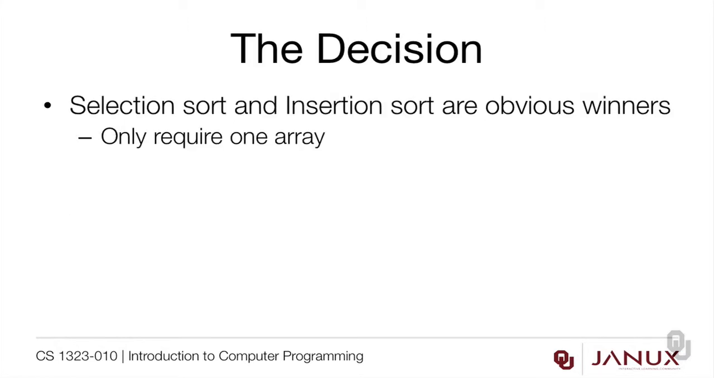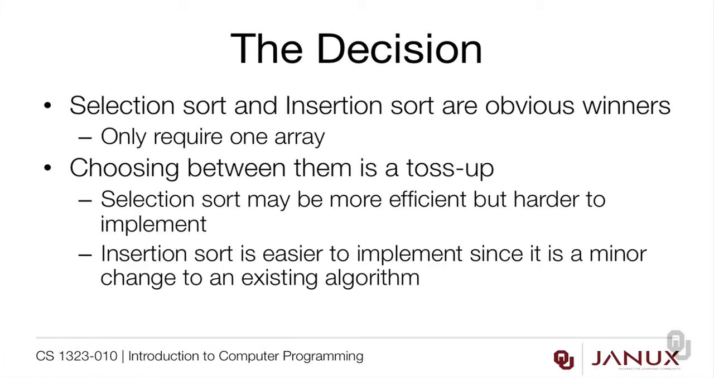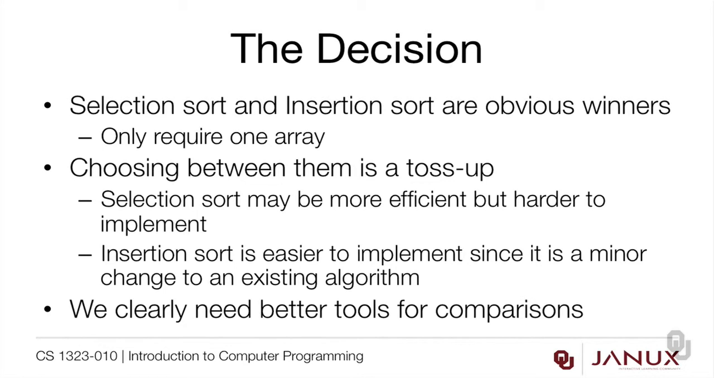So now we've got to make a decision. Selection sort and insertion sort won out because they required only one array instead of two arrays. And choosing between them is kind of a toss-up. It looks like selection sort may end up being a little more efficient, but it also might be harder to implement. Whereas insertion sort is easier to implement because it's a minor change to an existing algorithm. But in this particular case, efficiency is what's driving it. Because remember, the reason we didn't just do this Arrays.sort at the start was because we wanted to be more efficient. And so that argues for selection sort.